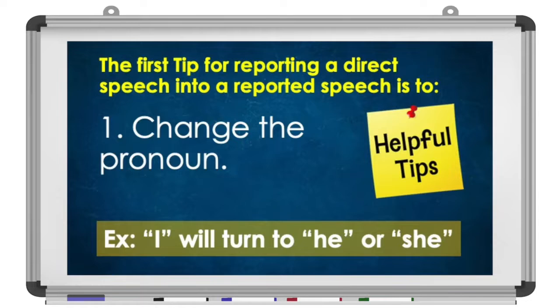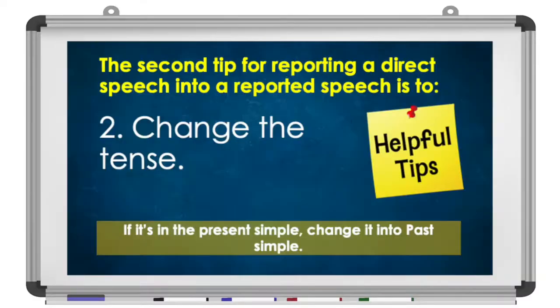What do I mean by a pronoun? For example, if the sentence has an I, when I report it, I have to change the I to she or he. The verb should change the tense from one tense to another. How do I do that? For example, if the sentence is in the present simple, I will change it into the past simple. I will take the tense one step backward to make it one step older.